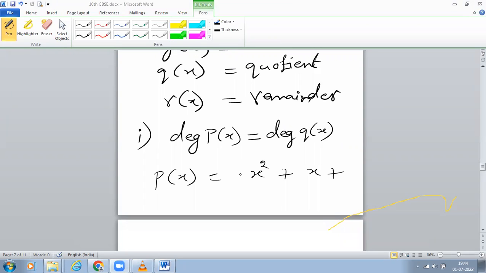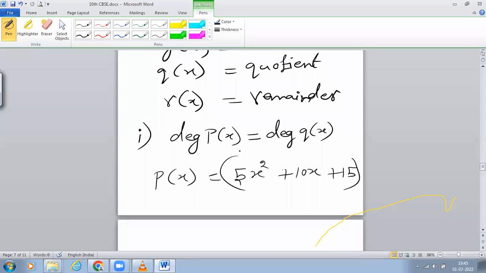For example, it can be a multiple of 2, 3, 4, 5, or whatever it may be. I'm going to take 5 here. This is 5x square plus 10x plus 15. Is it easy to remember this p of x? It can be 5x square plus 10x plus 15, or if you want, 2x square plus 4x plus 6. This is a simple method to remember this kind of sums.